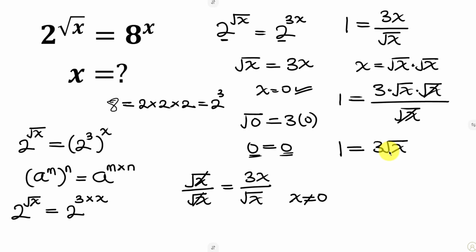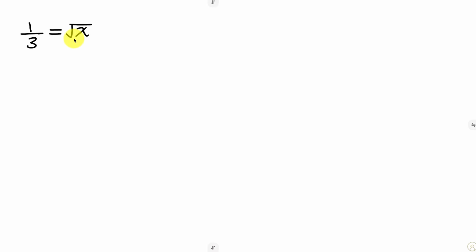Very good. Now let's divide both sides by 3. So I'll divide the left by 3, I'll divide the right by 3. So we have 1 all over 3 equal to, now this 3 here cancels out this 3, leaving behind the square root of x. Now let's flip their positions.